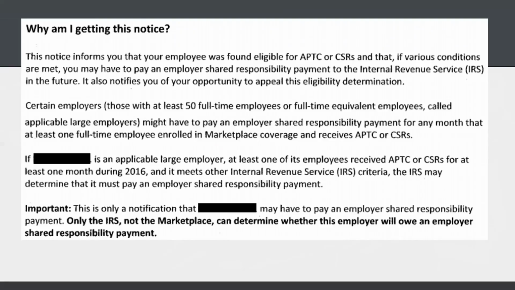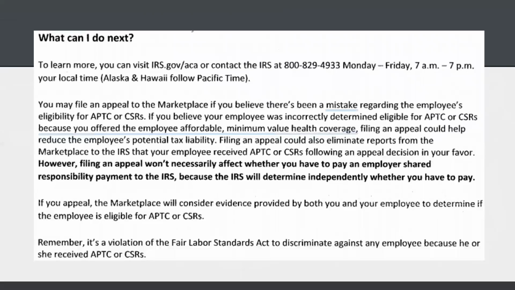Oh, but keep in mind, on the bottom, only the IRS can determine whether you actually owe a penalty. So we're going to threaten it up here so that you help us kick ineligible employees off the exchange, but we're not actually going to tag you with the penalty. So we're on the same team here, is basically what they're trying to say in this notice. What can I do next?